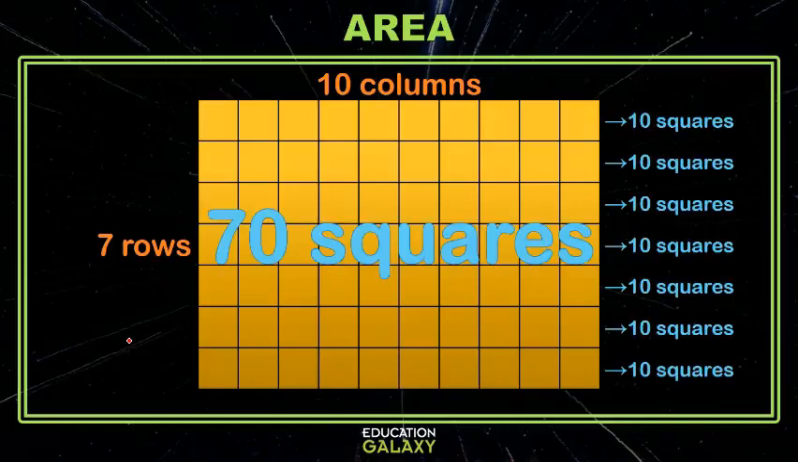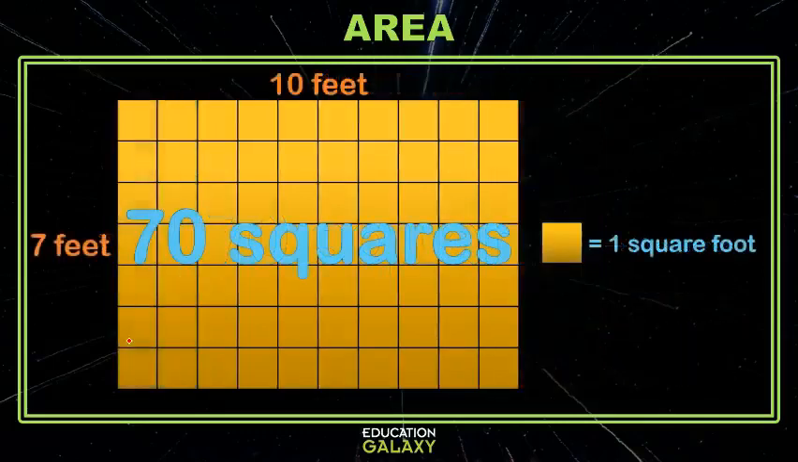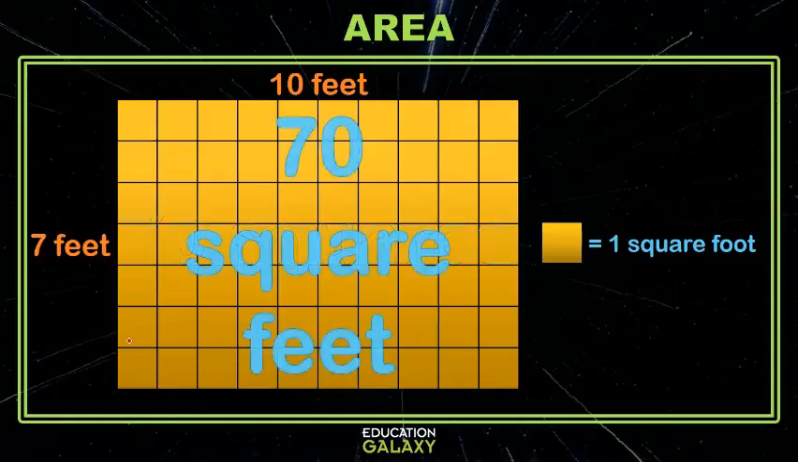Well, in painting a wall, 70 squares isn't super helpful, but if we know the actual dimensions of the wall, like 7 feet and 10 feet, and then we know that each square is 1 square foot, then we would know that that 70 squares is really 70 square feet, and that's useful information.